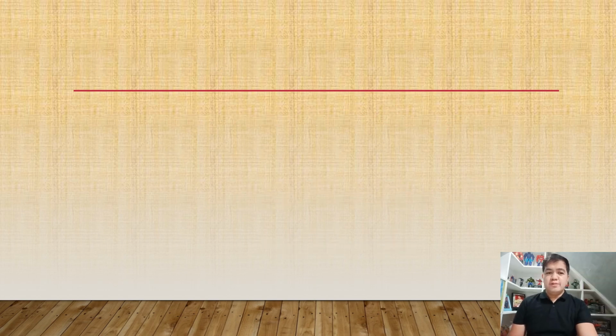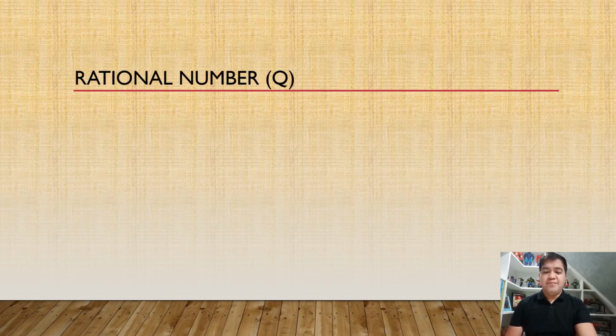Okay, since bagong chapter, bagong topic, punta muna tayo sa mga definition of terms na kakailanganin nating malaman para mas madali nating maintindihan yung ating lesson. Okay, let's have first the definition, rational equation. The symbol for rational equation is Q. So, Q stands for quotient.